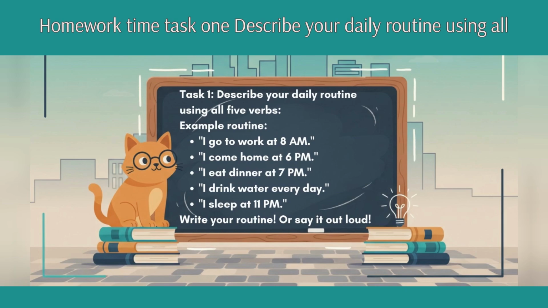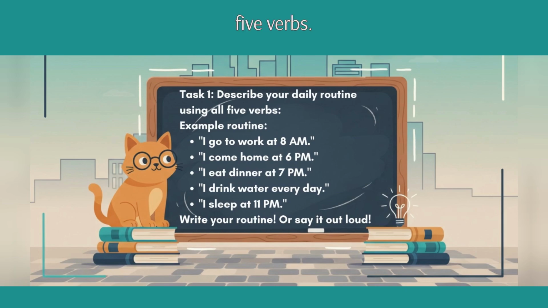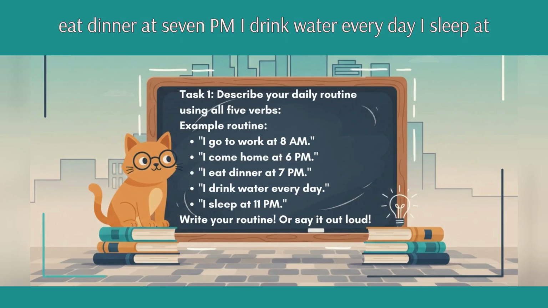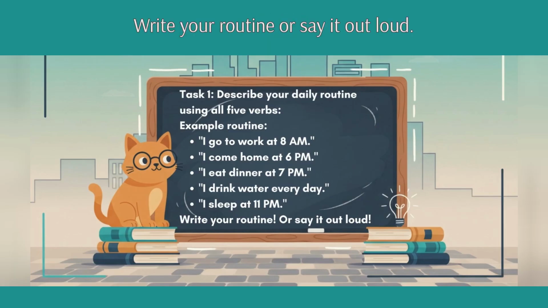Homework time. Task 1. Describe your daily routine using all 5 verbs. Example routine. I go to work at 8 a.m. I come home at 6 p.m. I eat dinner at 7 p.m. I drink water every day. I sleep at 11 p.m. Write your routine, or say it out loud.